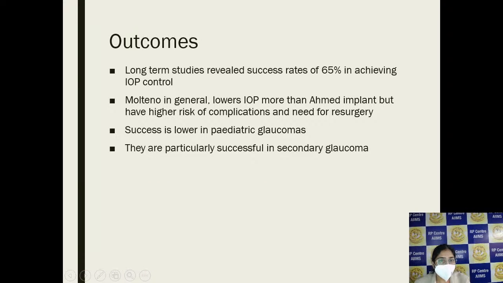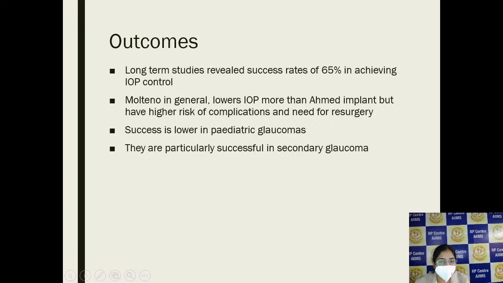Now, the outcomes. Long-term studies have revealed a success rate of around 65% in controlling the IOP. The Molteno implant in general lowers the IOP more than the Ahmed glaucoma implant, but has a higher risk of complications and need for resurgery. As I explained, with these Molteno implants we do two-step surgeries, just to avoid sudden lowering of the IOP and thus the complications.